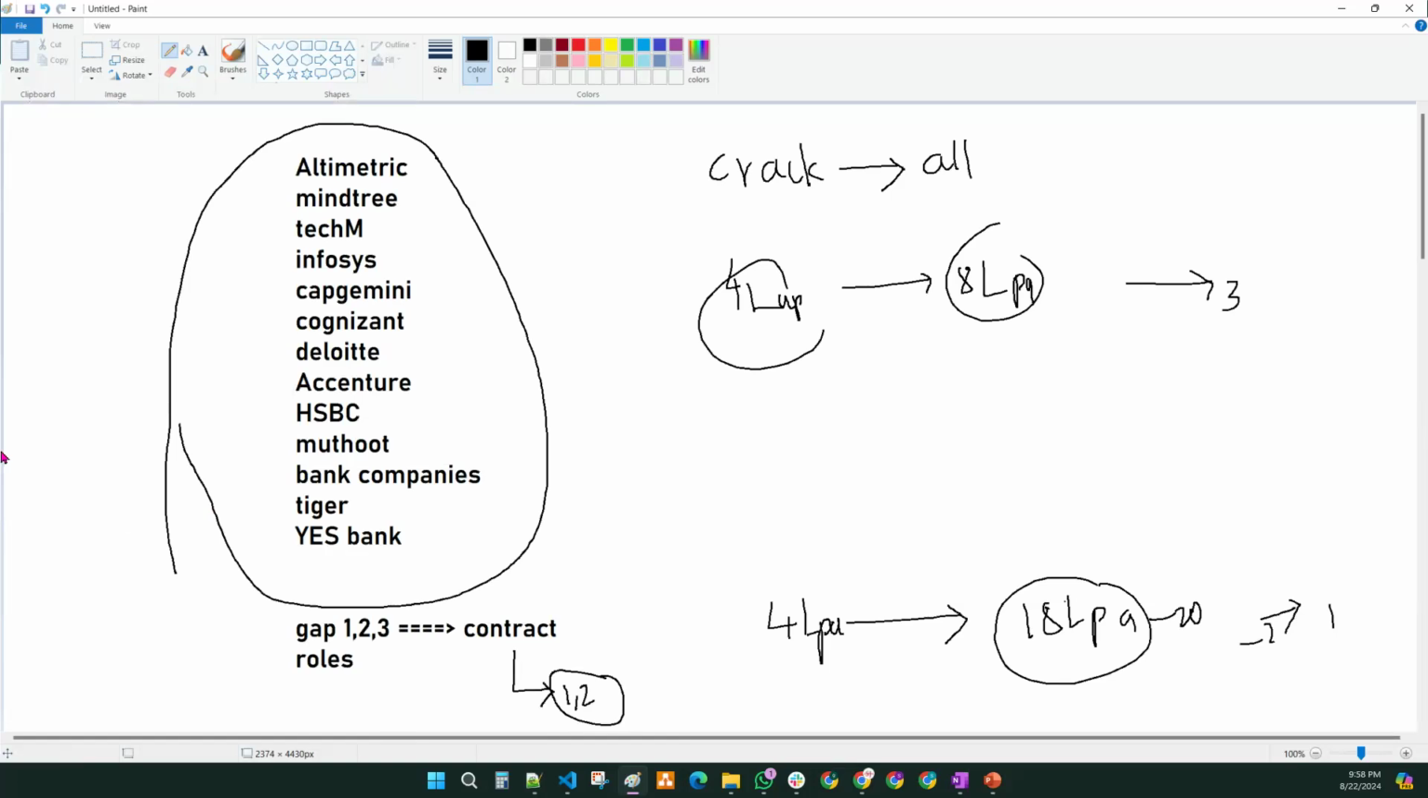Some of the companies may not be able to provide you the money that you are asking. Some of the companies will provide you more than you are asking. So that's how it is, guys. I'm telling you, if you put in effort and you get a job, that job gives full satisfaction.